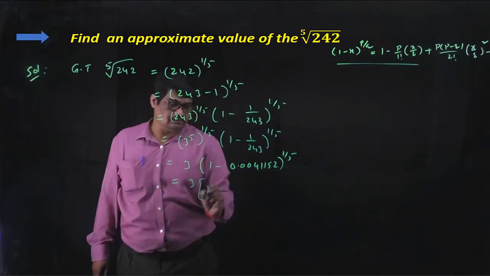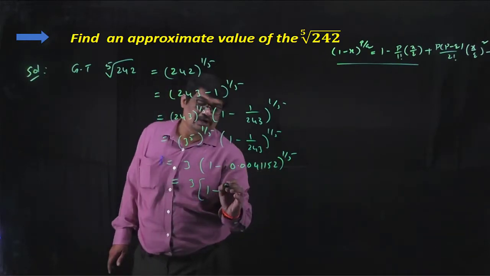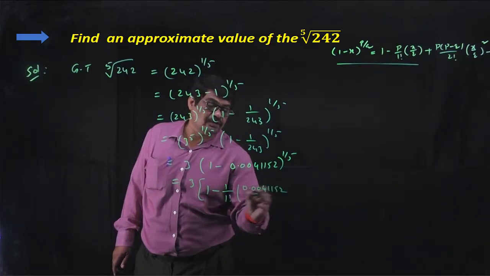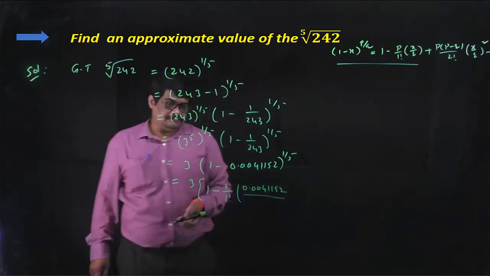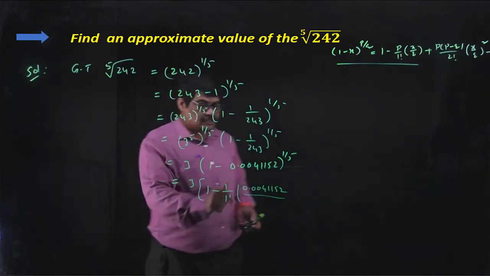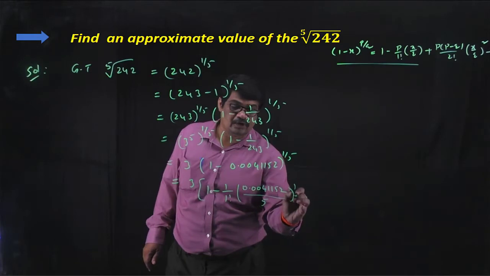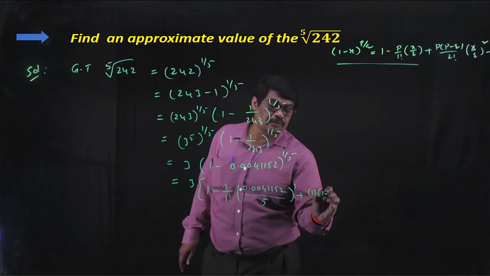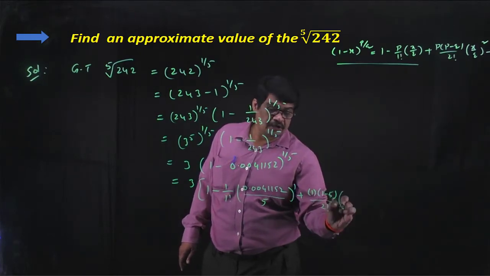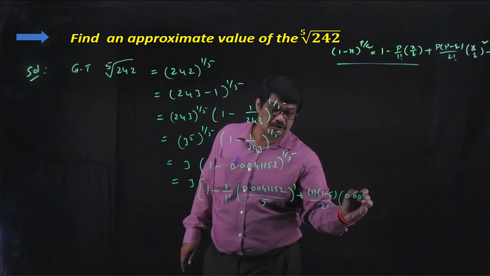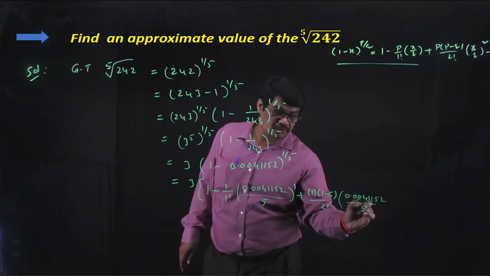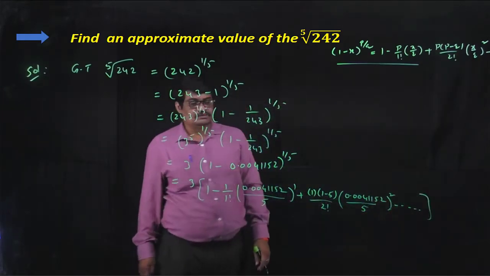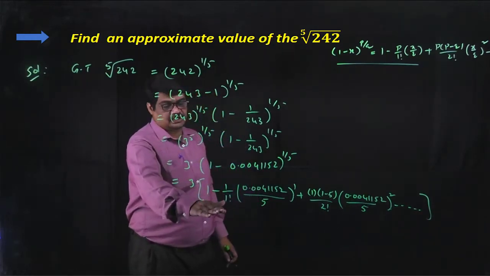So that is 1 minus p by 1 factorial into x by q, that is 0.00411152, here p is 1 and q is 5, whole to the power of 1, plus p into (p minus q) by 2 factorial into (x by q), that is 0.00411152 by 5, whole to the power of 2, minus and so on. So this is the binomial expansion we are using here.